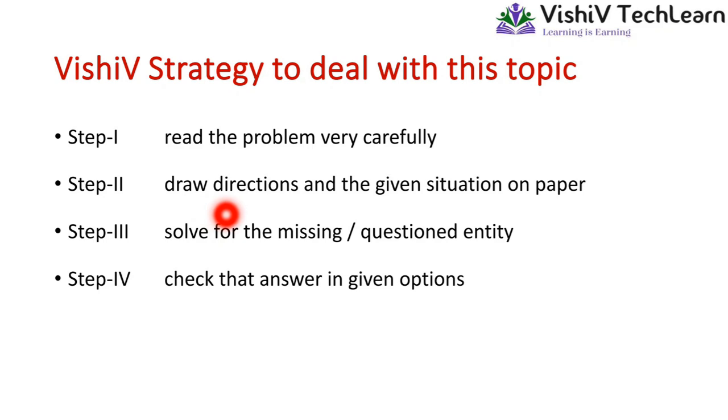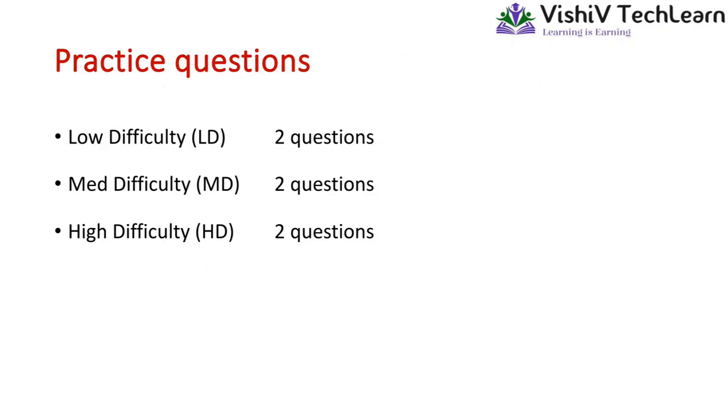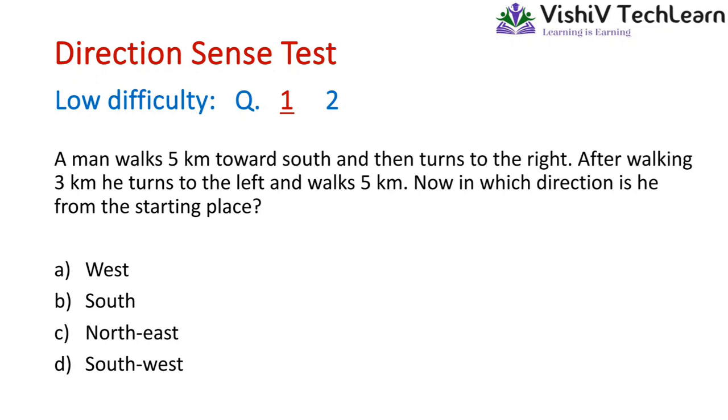If you try to solve this problem in your mind or orally, you may get errors while solving, but if you draw the directions as well as the situation on paper, then your answer will be perfect. Step 3 is to solve for the missing or questioned entity and check that answer in the given options. Okay, let's go with the problems. We will have 2 low difficulty questions, 2 medium difficulty questions and 2 high difficulty questions. Let's start with the low difficulty question.